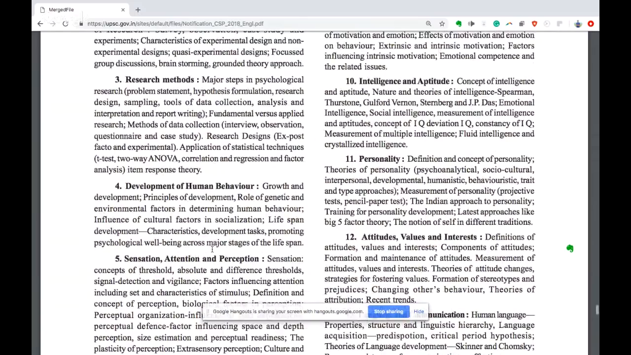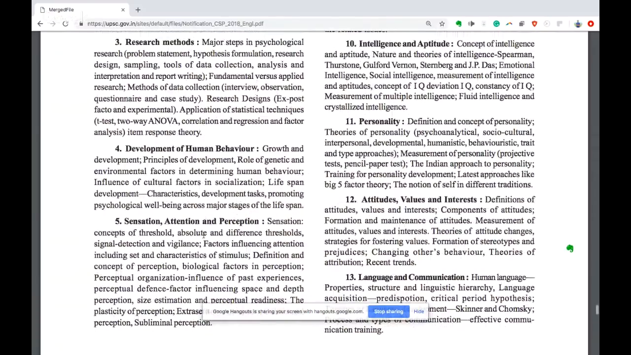Okay, so the next thing is, the broad idea of sensation, attention, and perception is that you get to know how our mind functions basically when it sees a stimulus. What is a stimulus? Anything which our senses see, touch, hear, feel, taste.